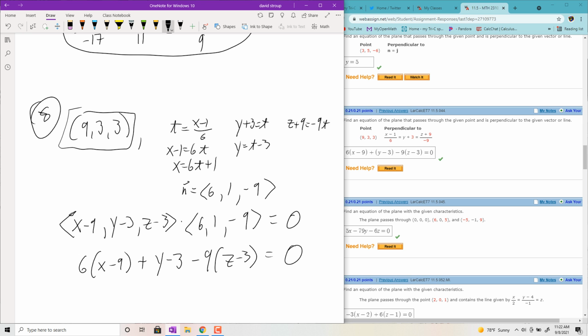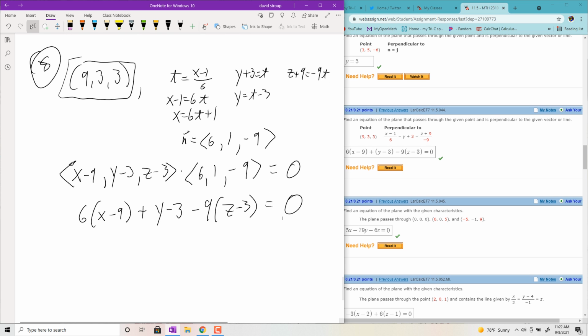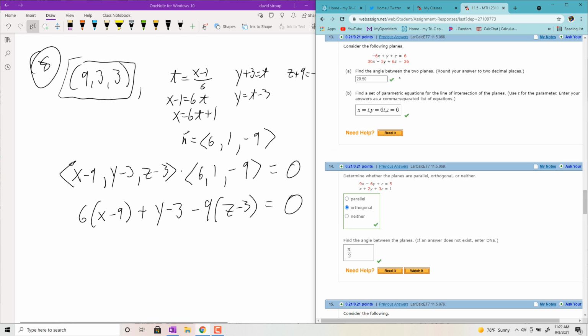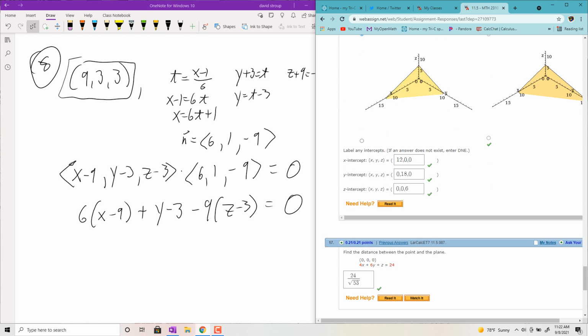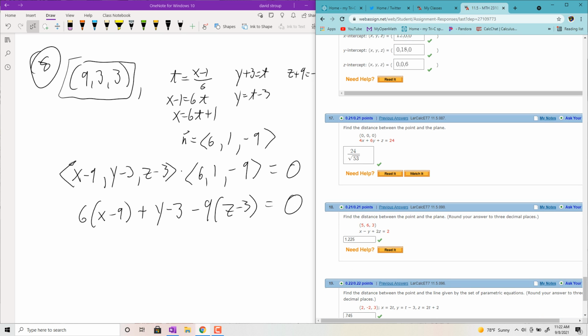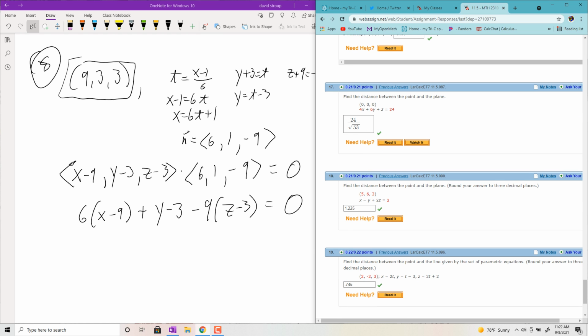And on my test, you can leave it like that if you want. You can get it into the other form, right? But this answer is fine for me. What else did they have in this section? They had distances between planes and graphing planes, but distances. So here we have the distance between a point and a plane, number 18.